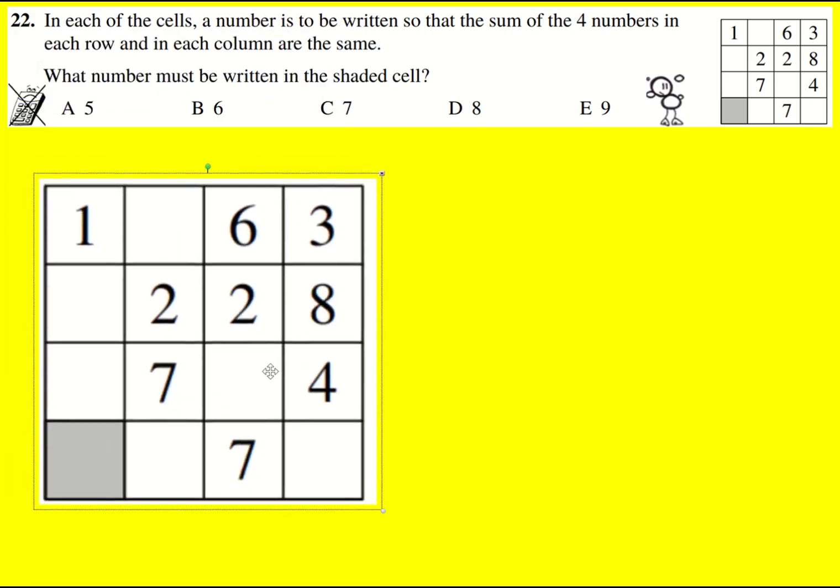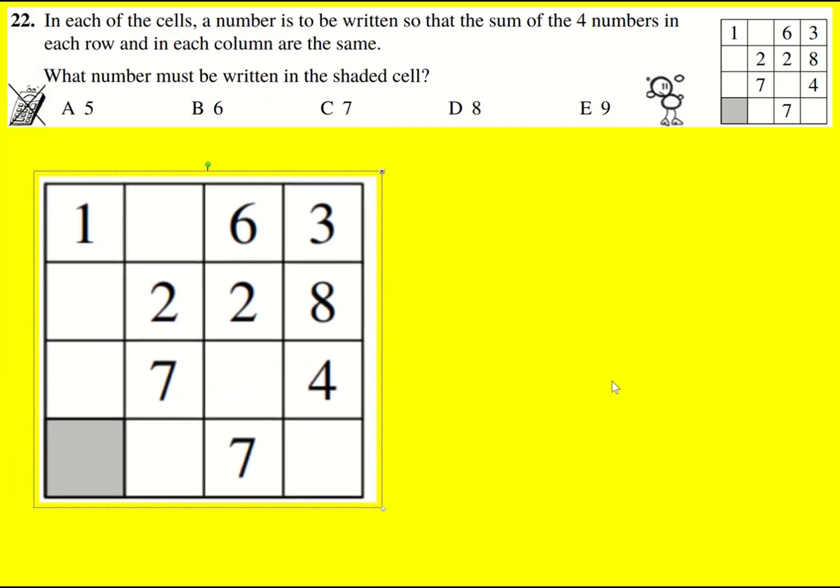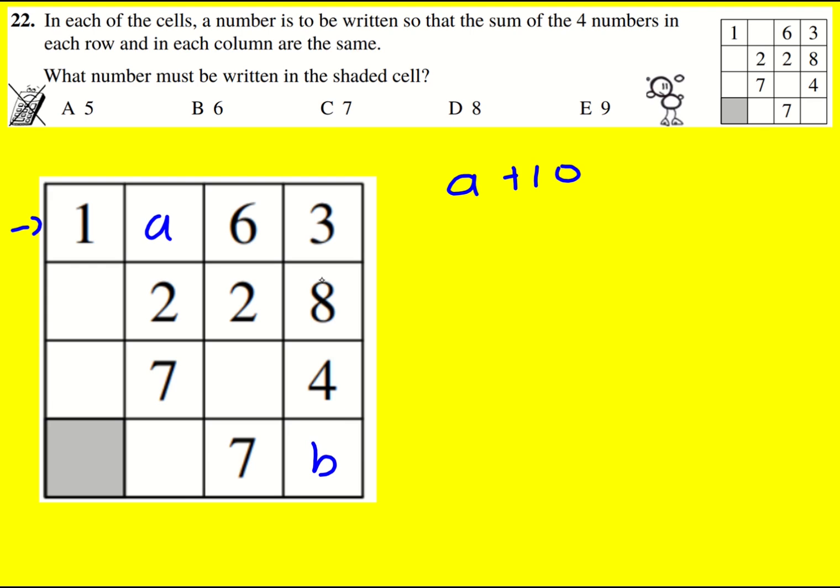This is sort of a magic square question, except we don't know that the diagonals are also equal to the rows and the columns. So we just got to focus on the rows and the columns. Now I'm going to label this A to start with, and then the total is going to be A plus 10, looking across this row here. And then let's call this one B, and that is going to be B plus 15.